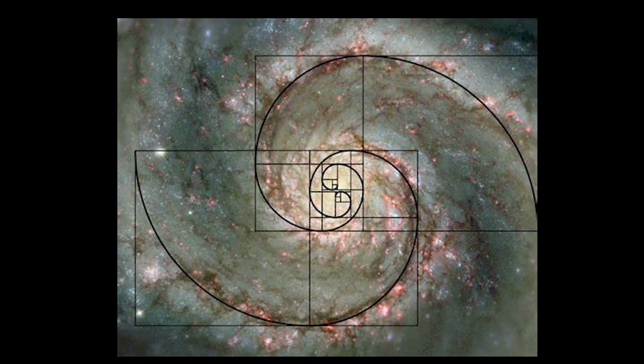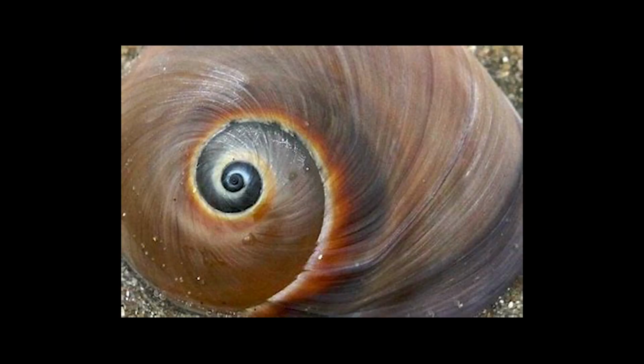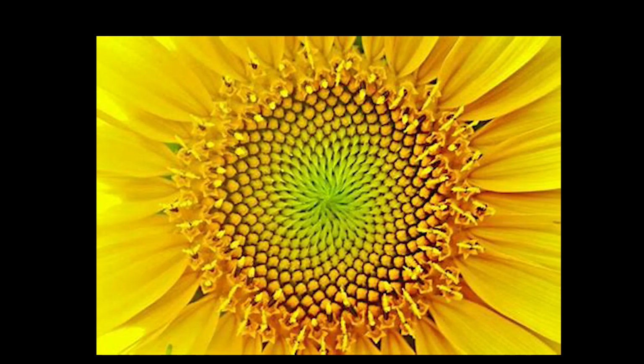Now that's pretty cool, but let's look at some examples of the Fibonacci spiral in nature. This is an example of a Fibonacci spiral in a galaxy. This is an example of a Fibonacci spiral in a shell. And this is an example, although difficult to see, of a Fibonacci spiral in the bed of a flower.